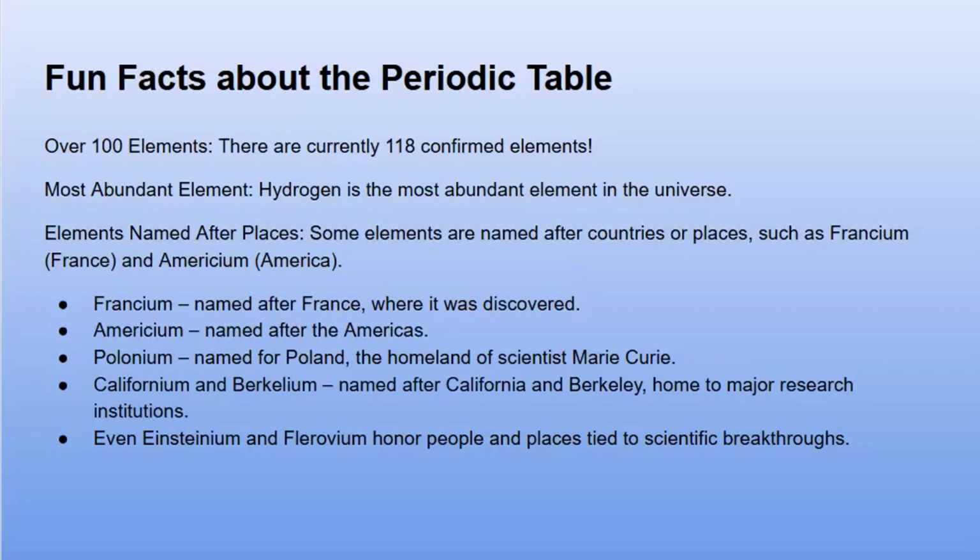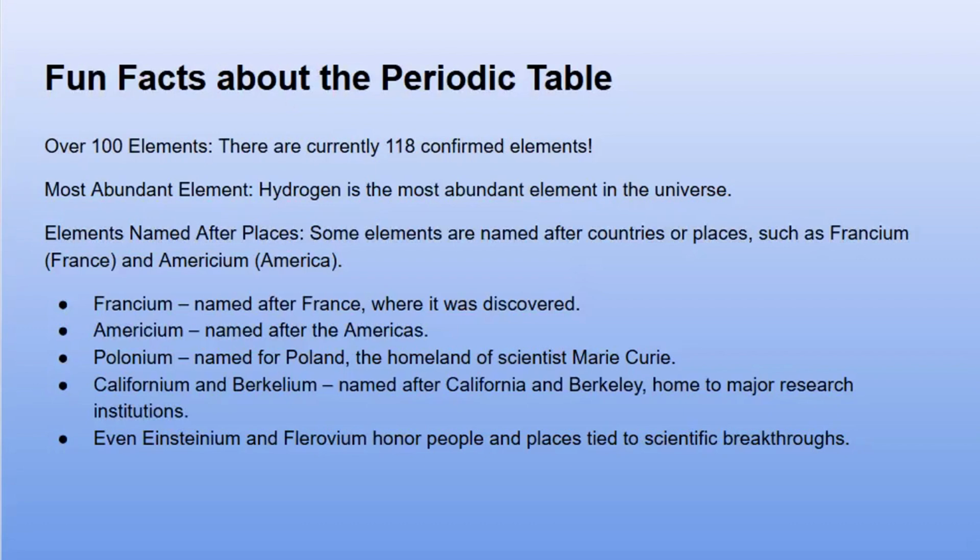And now for some fun and surprising facts about the periodic table. Over 100 elements, there are currently 118 confirmed elements. Some of them are super rare and others are man-made in labs. But all of them contribute to our understanding of chemistry and the universe. Talking about most abundant elements, the most abundant element in the universe is hydrogen. It makes up around 75% of all normal matter in the universe and is the fuel for stars, including our very own sun.